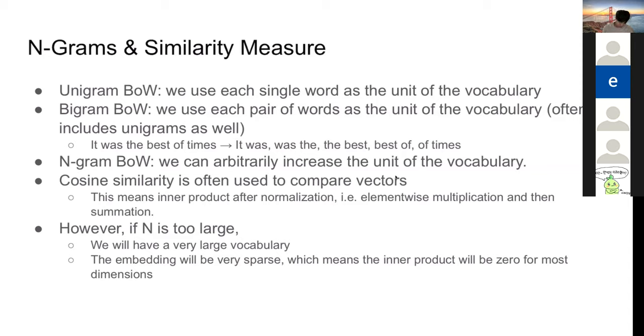But also note that cosine similarity is often used to compare vectors, which means they take the normalization. They make the norm one. If their norm is higher or smaller than one, they actually scale the norm by multiplying a certain value, and then do the inner product, which is element-wise multiplication and then summation. And that's exactly why, if they don't have any overlapping words, then their inner product will be zero.